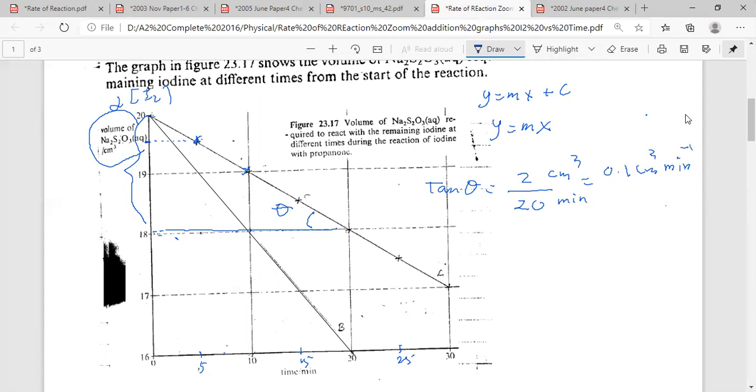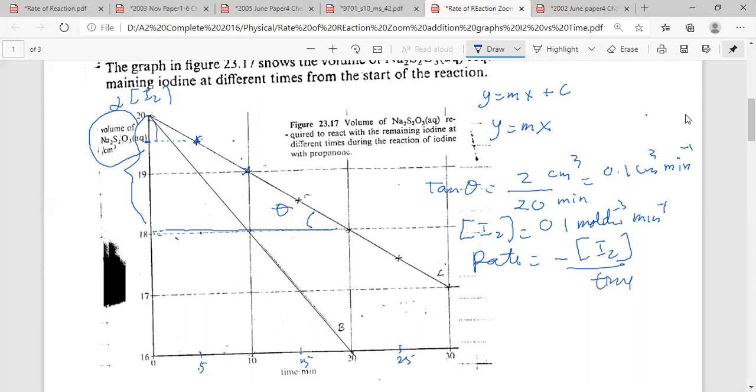If I want to put it in terms of concentration of iodine, it'd be 0.1 mole per dm cube per minute. That means this is my rate, isn't it? Because rate is equal to the decrease in concentration of iodine over time taken. So from here to here is my decrease in the concentration of iodine, over time taken. That means this is equal to the rate. So this is my rate.